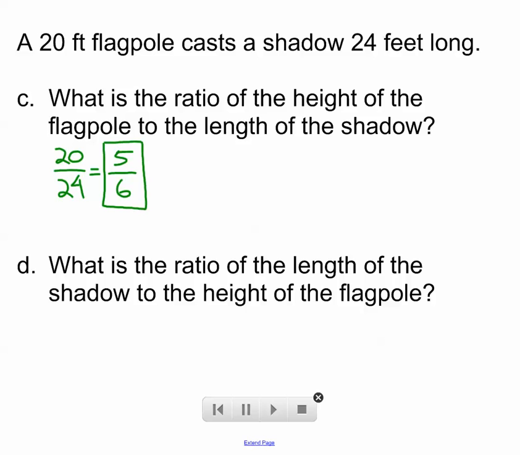So call it 5/6. So in D here, when they ask us what is the ratio of the length of the shadow to the height of the flagpole, well, that would be 24 over 20, which is 6 over 5. So it's the reciprocal of the previous one.